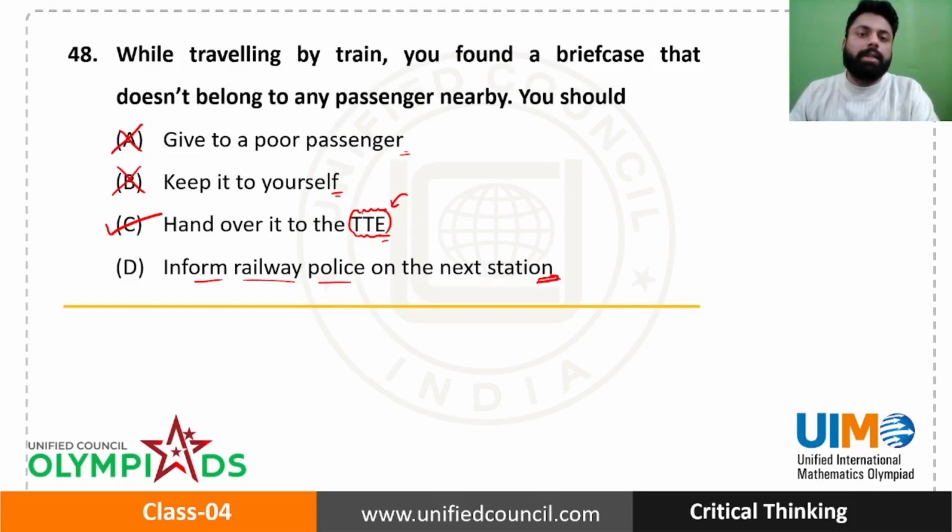But now, see, let's try to understand this scenario. TT is responsible for things related to the seats and all. But the railway police is responsible for the case of a missing thing. Because this can be one more scenario. It's not just a briefcase that is lost by some other passenger. Maybe it is intentionally put inside the train. So that is why we should inform the railway police. We will also eliminate the option of handing it over to TT. So that option is the correct answer.